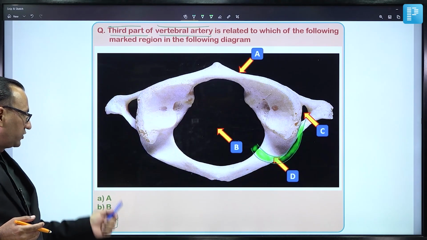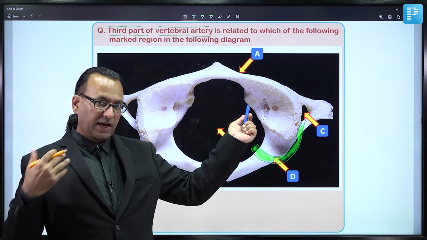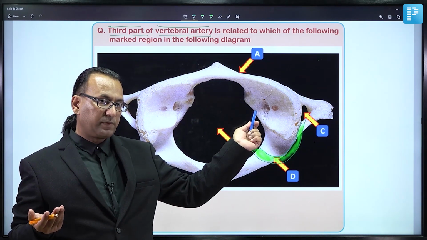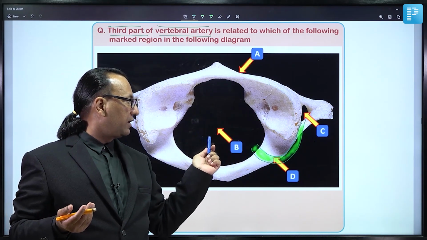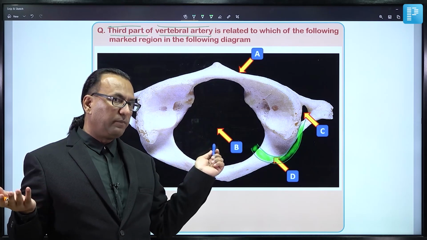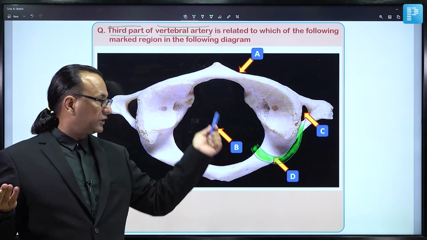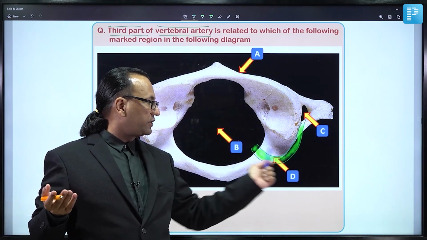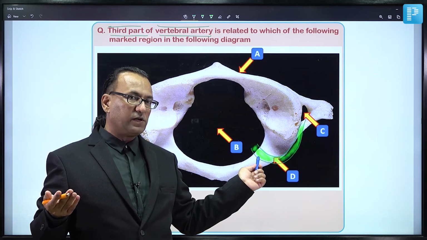But then what are choice number A and B? Choice number A is the anterior arch of the atlas vertebra, the C1 vertebra, cervical one, and choice number B is the vertebral canal through which the spinal cord will be passing. It will be giving a C1 spinal nerve also, which is lying here on the posterior arch of the atlas vertebra along with the third part of vertebral artery.